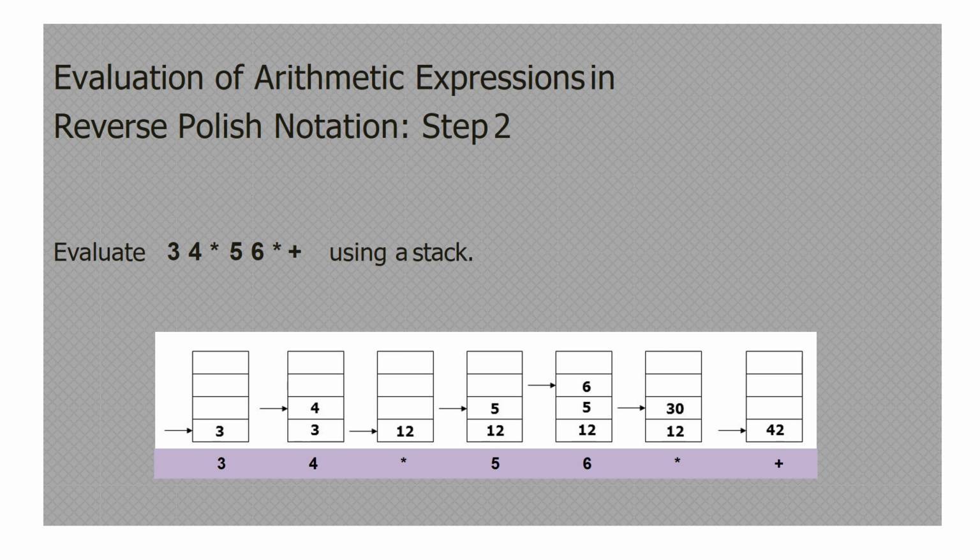So using a stack we can evaluate this very easily. When 3 is pushed, then 4 is pushed. When star comes up, the answer is calculated and 12 is pushed into the stack. When 5 comes up, then 6 comes up, then again multiply comes up and 5 and 6 are multiplied. Answer is put as 30. Then the plus comes up, answer is 42. Thank you.